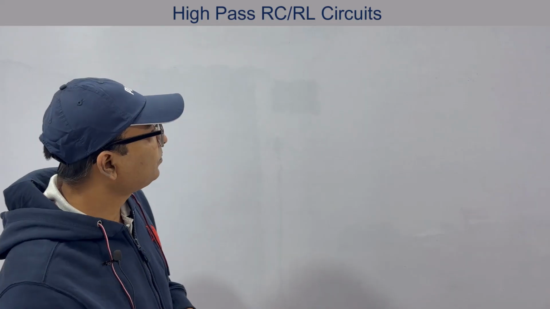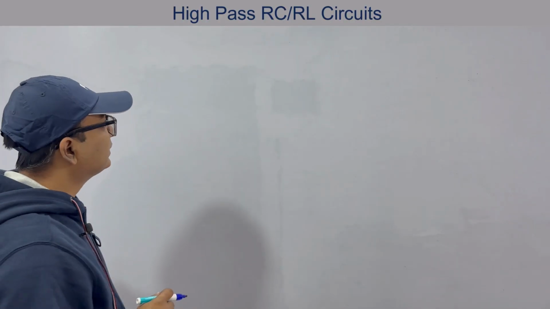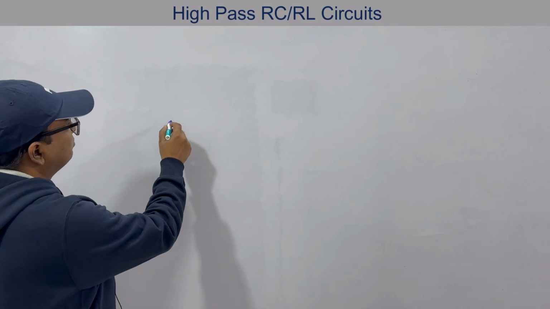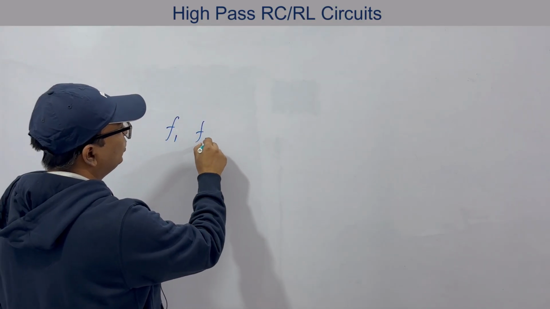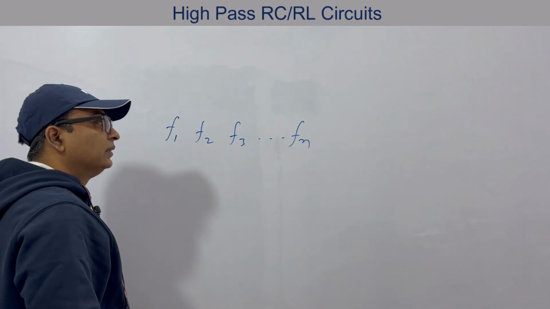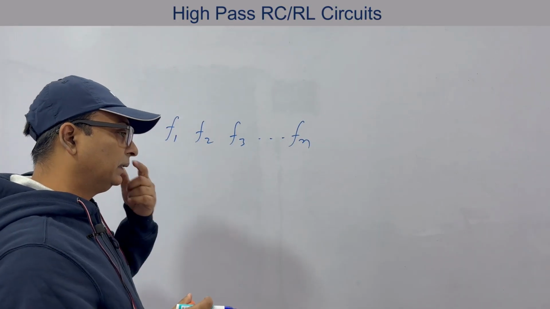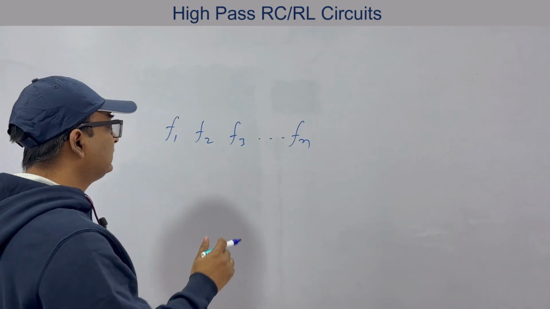We'll study pass filters, high pass filter and low pass filter. Let's understand what's the meaning of pass filters. If we have F1, F2, F3 up to Fn signals with these frequencies combined in a signal, that is generally what we have.